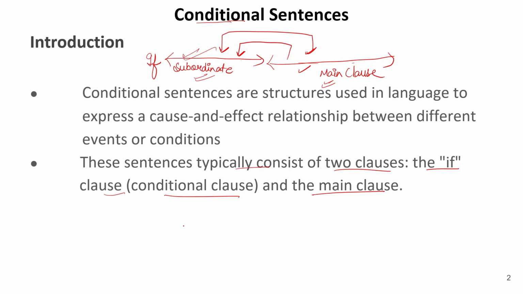We have four types of condition. First, we'll discuss type 0 condition. Then we have type 1 condition, then type 2 condition, and then type 3 condition. Therefore, we have four types of conditions. Basically, we have three conditions only, but one is extra because it is also a condition which depends on real facts or whatever happens all the time. Therefore, we call it type 0 condition.